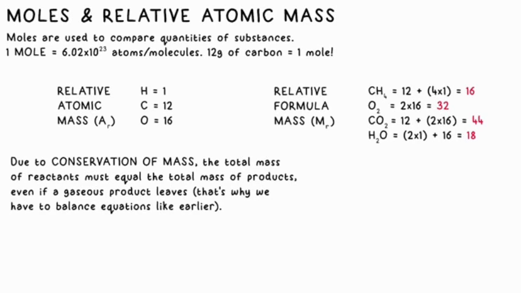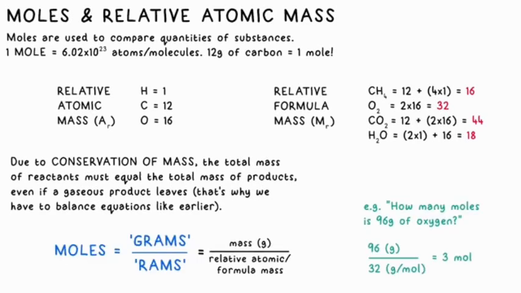So 1 mole of carbon has a mass of 12 grams. That means we calculate the number of moles of something we have like this: moles equals grams over RAMs, where RAMs is short for relative atomic mass, but it also could be relative formula mass. This is an equation worth remembering.